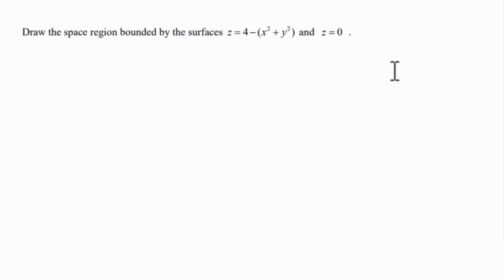So this is, what did we say was number 4 from 12.2? I'll show you how to think about it. If it didn't have the 4 here and it didn't have the negative there, what would z equals x squared plus y squared be? It would be an elliptic paraboloid opening up, like a bowl shape or a satellite dish shape opening up, right? Okay. So what does the negative do?